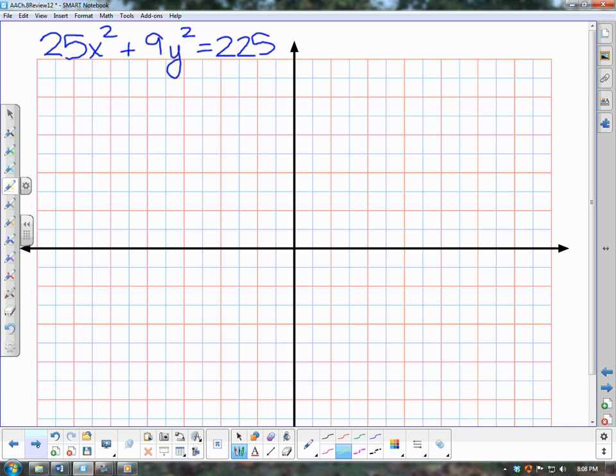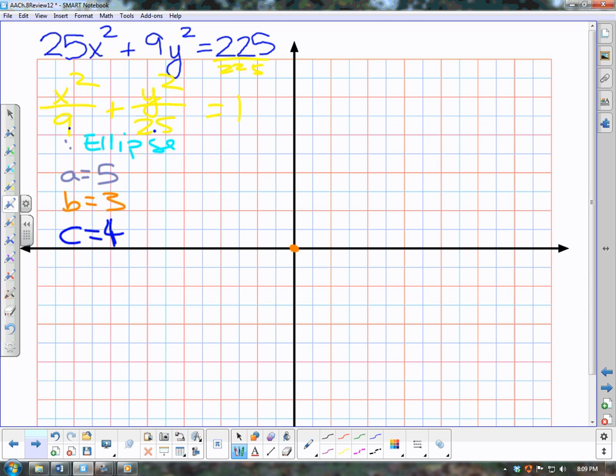Next one here, if we divide this by 225, you get 1, and then you would have x squared over 9 plus y squared over 25, and we are looking at another ellipse. And so A is 5, B is 3, C is 4, because you take that minus that. Center is going to be at 0, 0 because there's nothing with the x and the y.